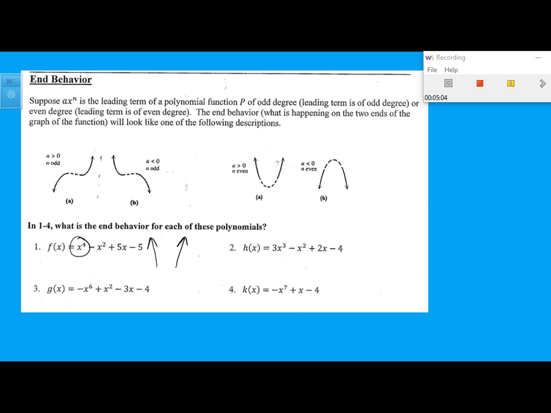As soon as I see a positive A value out front, the 3, I know the right end of the graph is going to be going up. Now let's look at the power. It's odd, so the branches do the opposite thing.